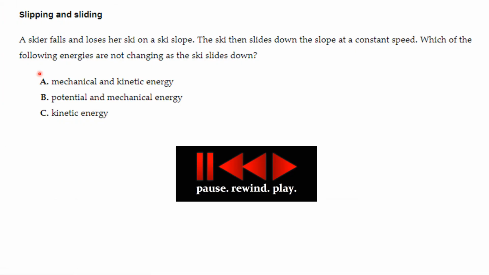Now here's a problem dealing with slipping and sliding. A skier falls and loses her ski on a ski slope. The ski then slides down the slope at a constant speed. Which of the following energies are not changing as the ski slides down? And it's a multiple choice. You know what to do. Let's see how you did.